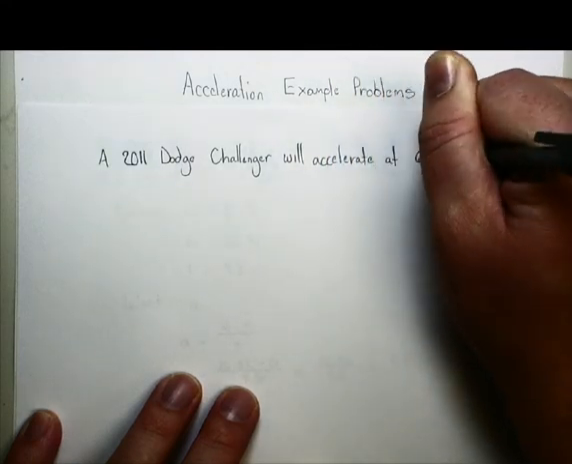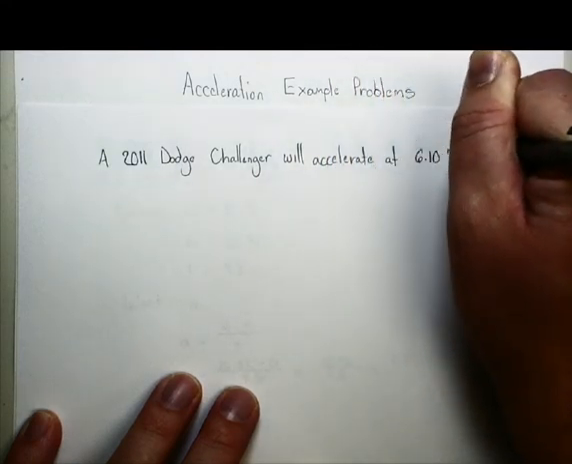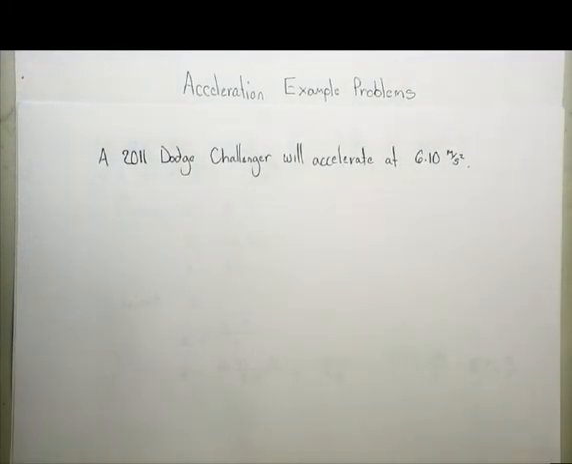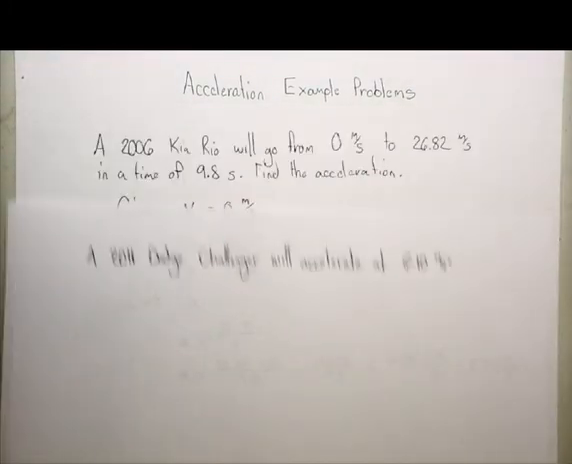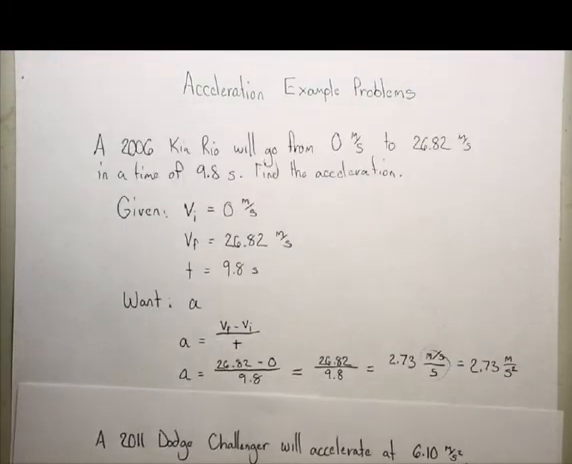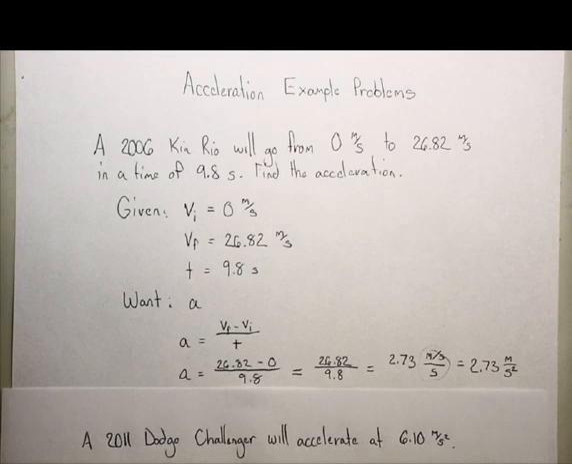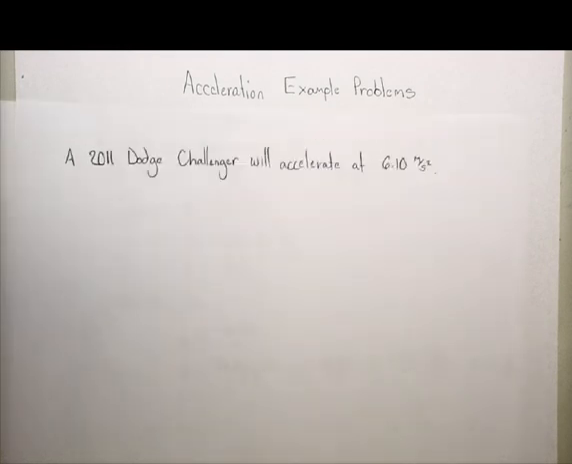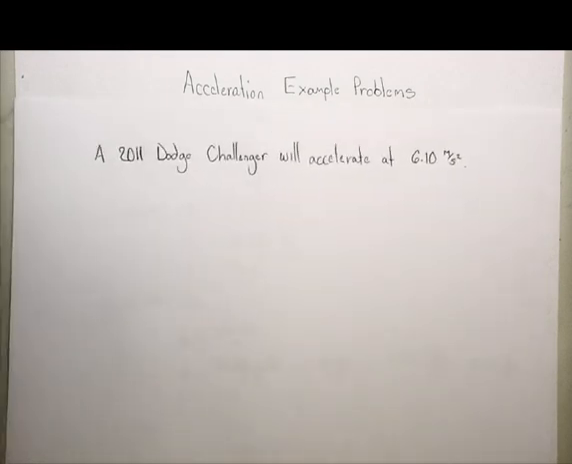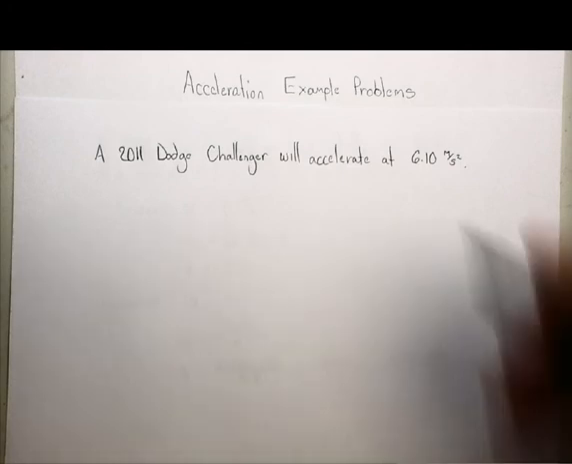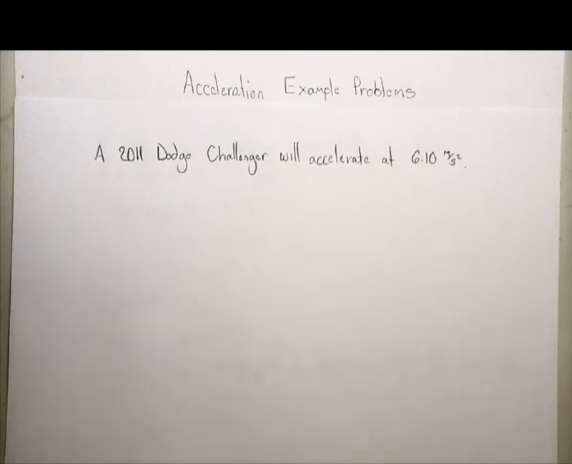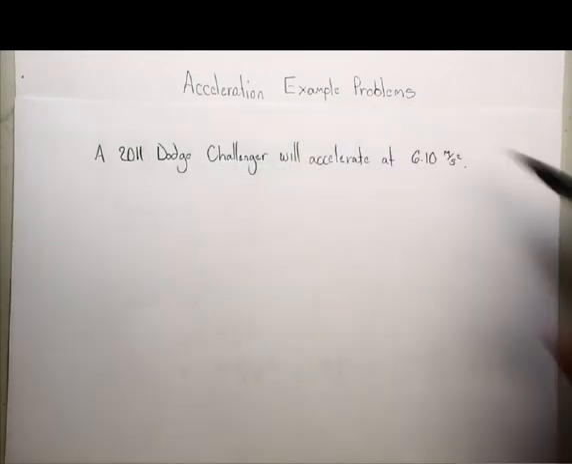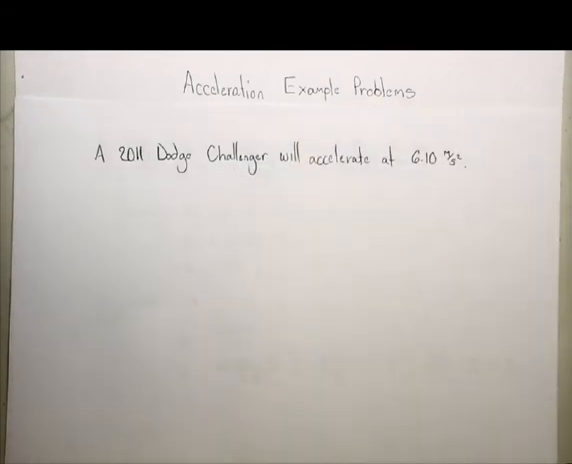We'll accelerate at 6.10 meters per second squared. Now, if you'll recall, my poor little Rio will only accelerate at 2.73 meters per second squared. So this car will accelerate almost 3 times as quickly as mine. It's a lot of power. Would love to get a chance to drive one of these if anybody out there wants to send me one. All right, 2011 Dodge Challenger will accelerate at 6.1 meters per second squared.